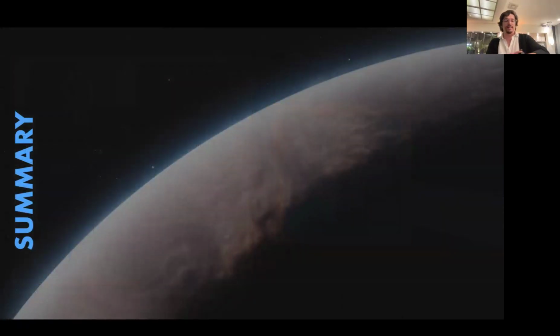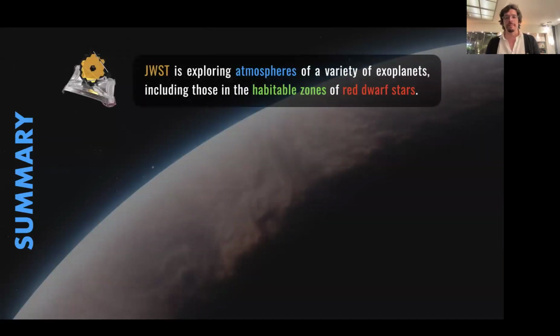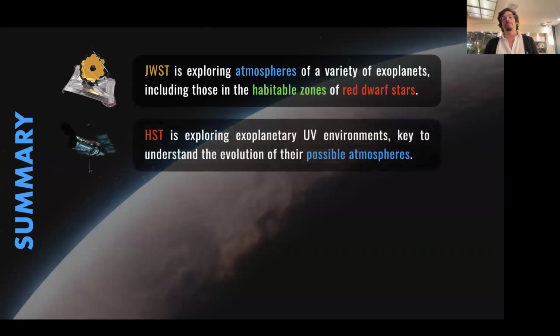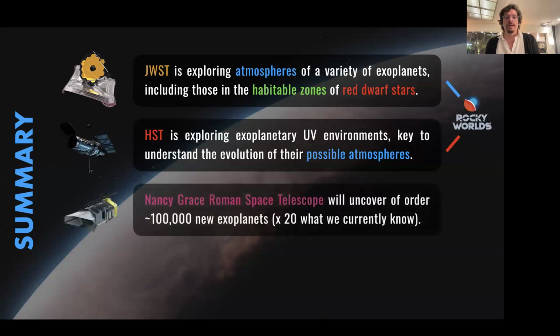All right, so with that, I would like to end and open for questions. So let me give you a little summary. The James Webb Space Telescope is exploring atmospheres of a variety of exoplanets, including those in habitable zones of red dwarf stars, which is very exciting. The Hubble Space Telescope is exploring these UV environments, key to understanding the evolution of their possible atmospheres, and we're even using them in tandem to understand rocky worlds out there, like the Rocky Worlds programs that I introduced to you.